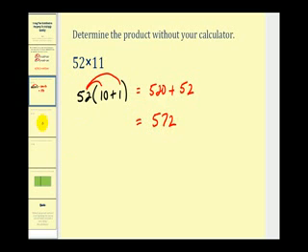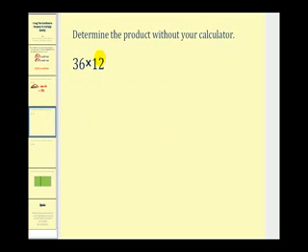Let's take a look at another. Here we have 36 times 12. Again, not an easy product to determine in your head, but we could think of this as 36 times, instead of 12, 10 plus 2.